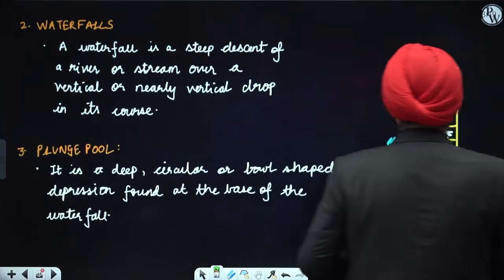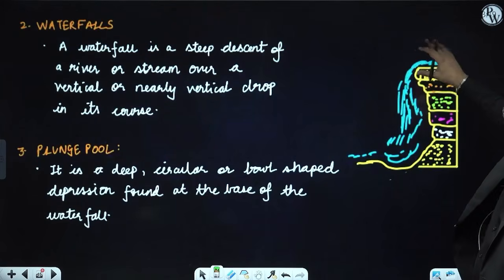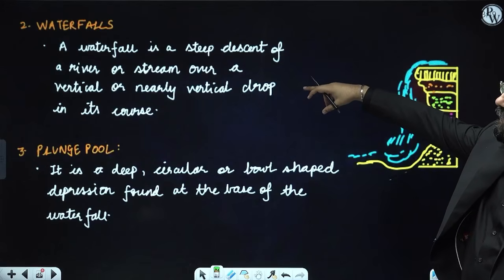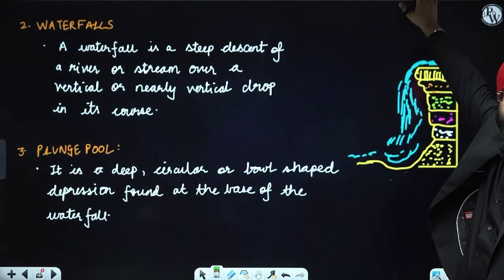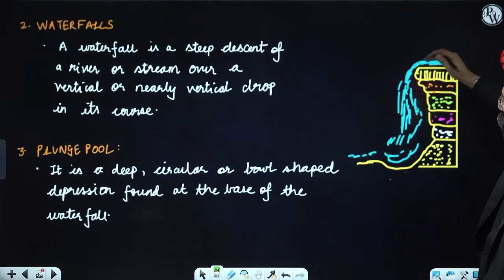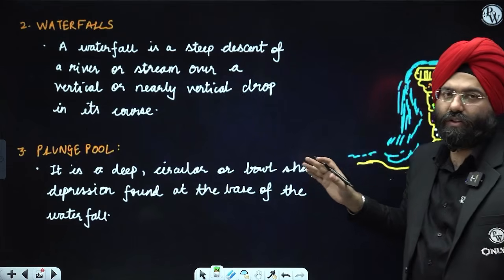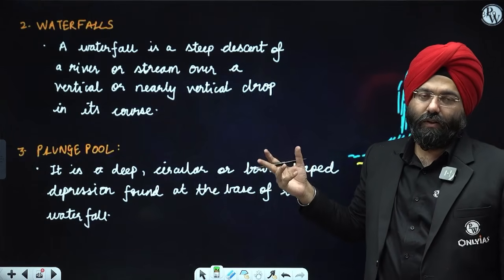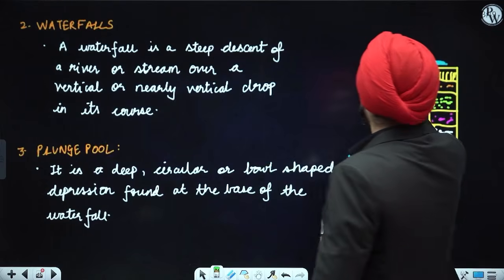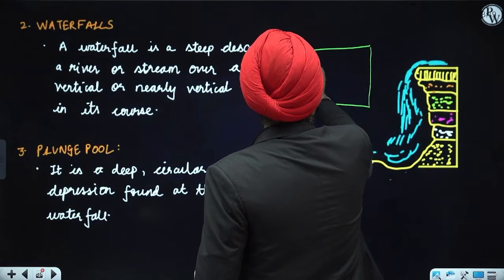Now, please understand, a lot of erosion is taking place. Now, what is a waterfall? A waterfall is a steep descent of the river or stream over a vertical or nearly vertical drop in the course. So, again over here, please understand, a drop in the course is taking place. There are a lot of other features through which a waterfall can be created. It depends.